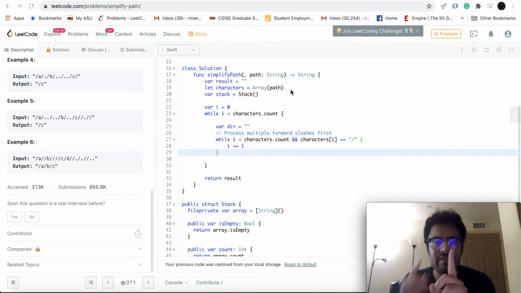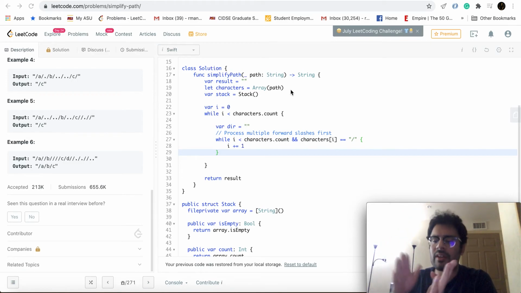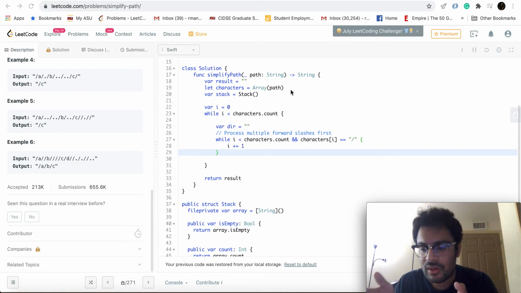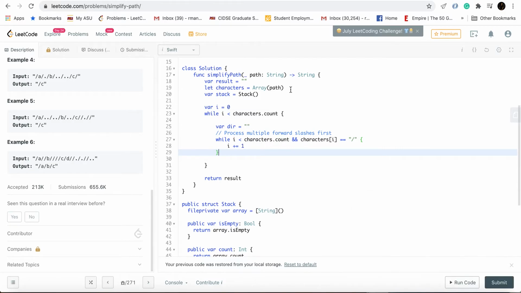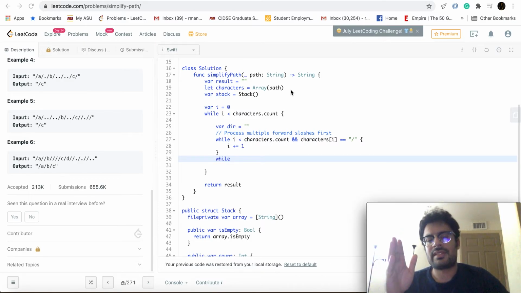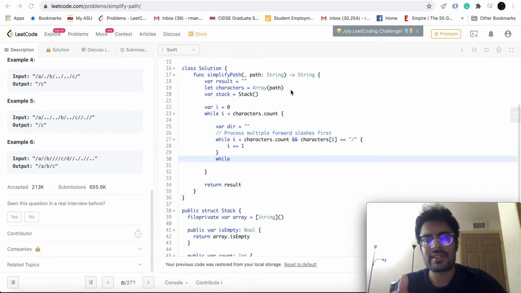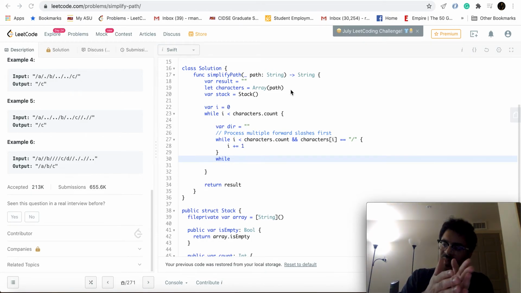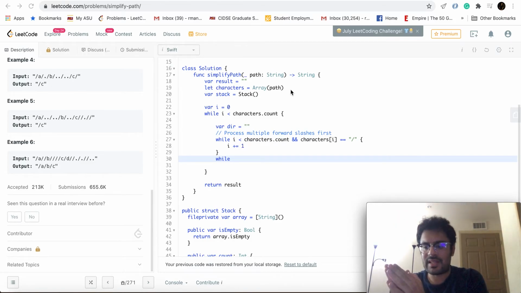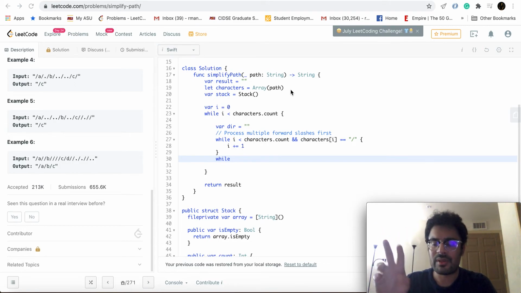If at some point you see a forward slash, and you again see forward slash, forward slash, forward slash, just keep iterating over it, ignoring these forward slashes, because we have to replace all multiple forward slashes by a single forward slash. Okay. Actually, it's just for the sake of explaining that I'm saying replace by a single forward slash, but in terms of implementation, we are just passing over all these forward slashes and just moving on to the next token that we need to process. That next token could be a directory name or it could be the directives of single period or double period.